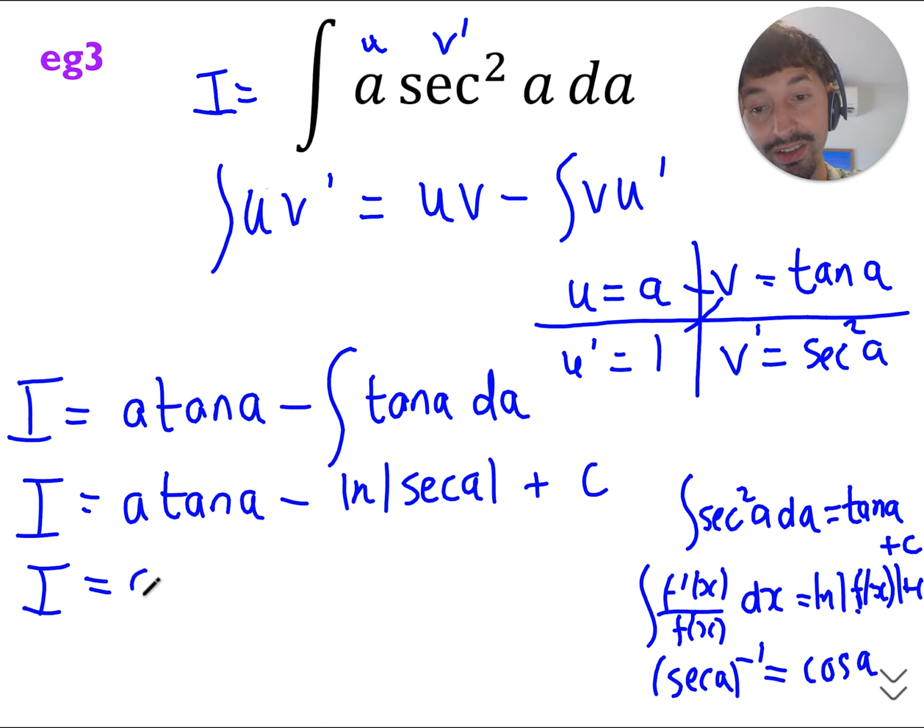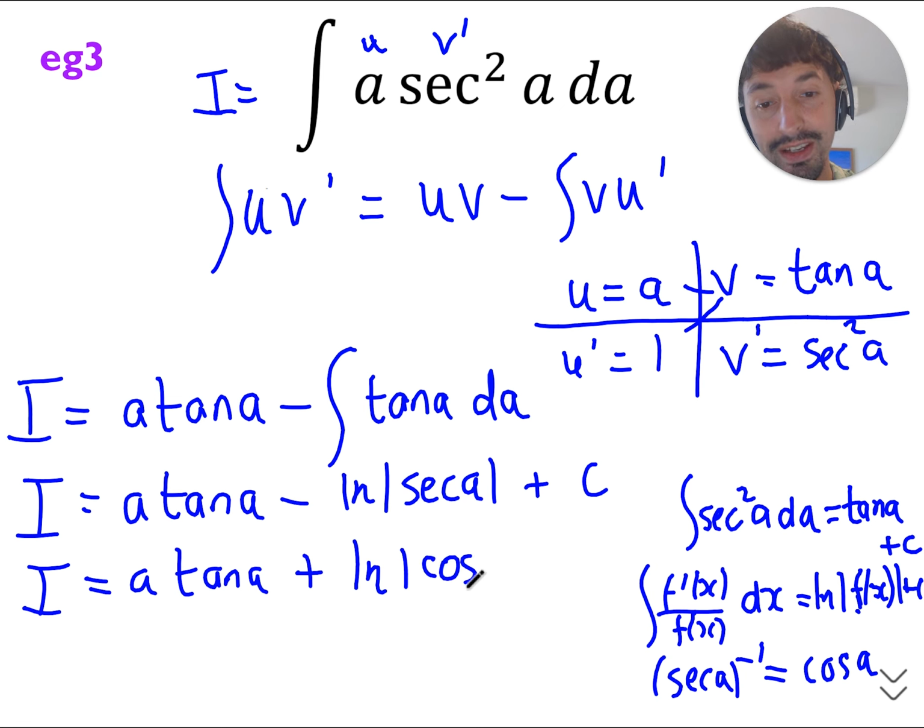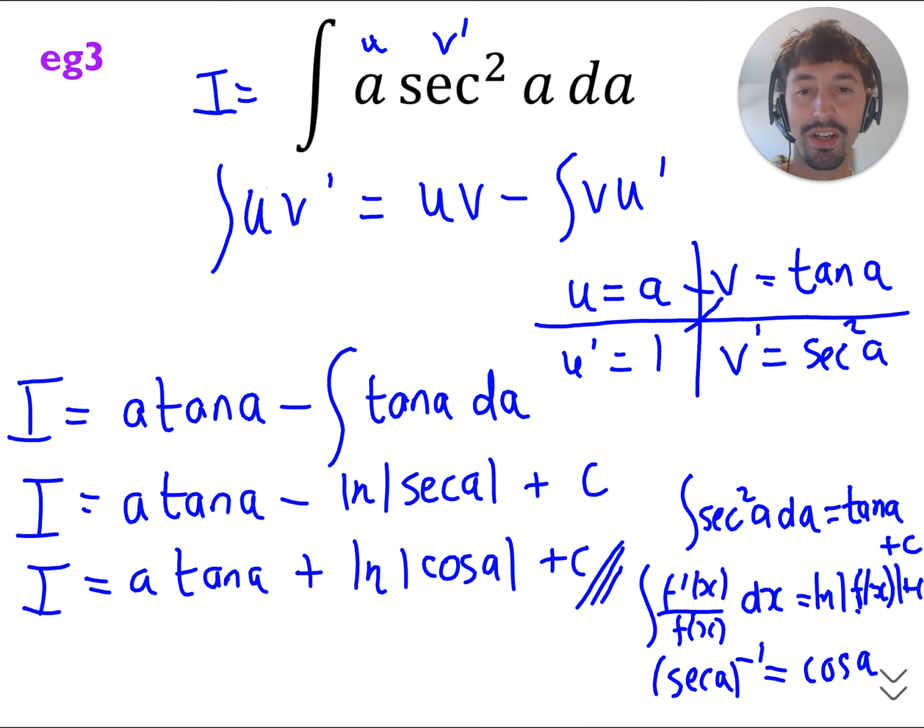So a nice little simplification here is that the integral of a sec squared a comes through to be a tan a plus the natural logarithm of cos a plus c. So that's a nice one. I like this example because you've got lots of different things. You've got to remember how to integrate sec squared, how to integrate tan, and integration by parts. It's a nice one. Okay, let's move on to example 4.